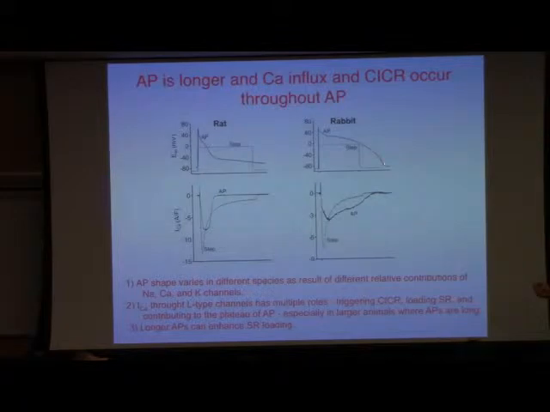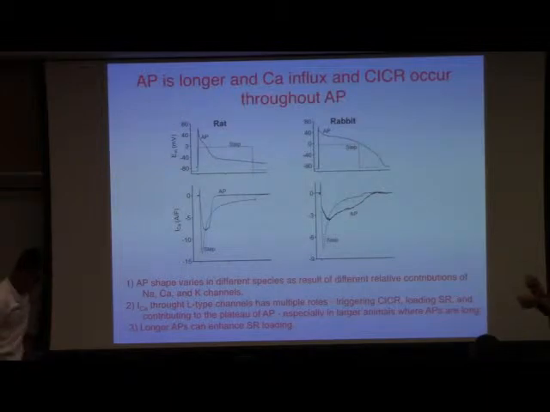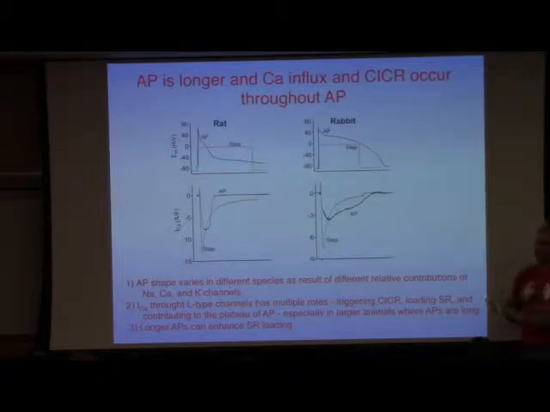Rabbit is very close to human. It's, say, about 200 or 300 milliseconds. But the point here really is that whenever the cell's depolarized, whenever it's at a high voltage, you actually have calcium coming in. And probably the important thing is that first bit of calcium that comes in, this is the calcium current here, triggers the release. The next ensuing long bit of calcium coming in loads up sarcoplasmic reticulum for the next bit.